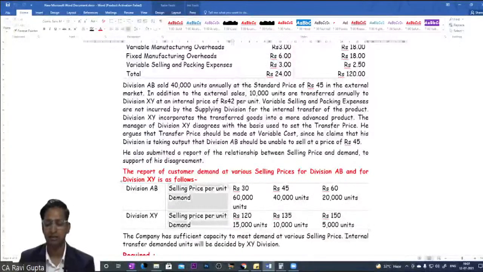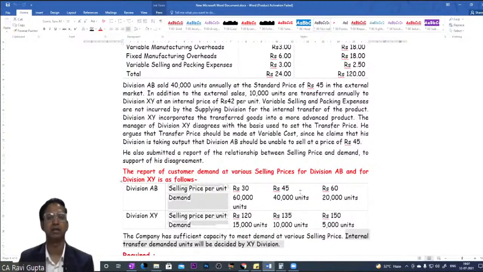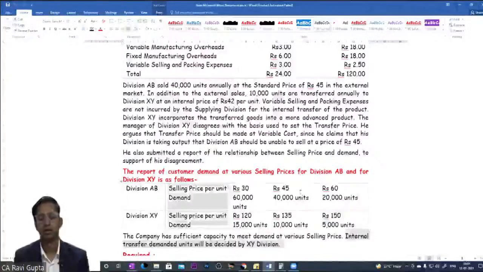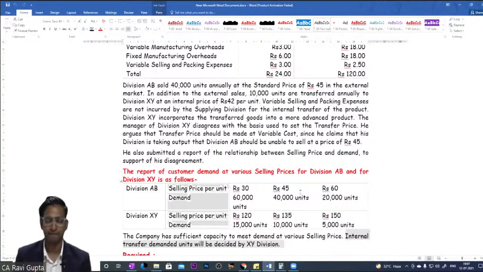Please underline this point, very important. This point is really very important. Why? Because the internal transfer demanded units will be decided by which division? It will be decided by the receiving division. It is not the transferring division who is going to decide how many units are to be transferred. It is the receiving division who will be deciding how many units will be transferred.